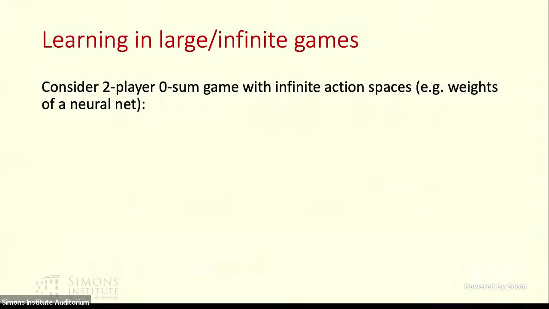Okay, so learning in large infinite games, how do we do this? Well, let's consider a two-player zero-sum game with infinite action spaces. You can think of these as, for instance, action space is the space of all weights of a neural network. There's a few questions we want to consider. The first is whether Nash equilibria exist. Of course, those local notions of equilibria I mentioned a couple of slides ago may not exist. So if we're going to try to get around these issues by considering a different notion of equilibria, we should make sure it exists.